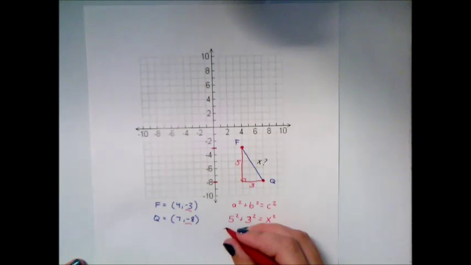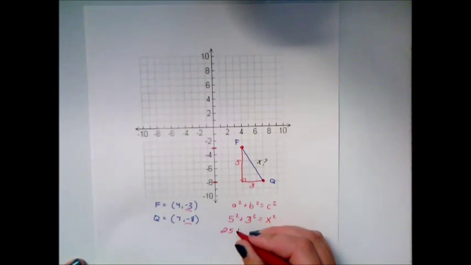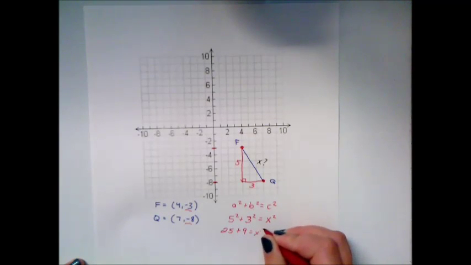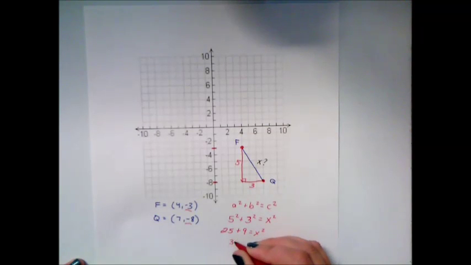So 5 squared is 25. 3 squared is 9. 25 plus 9 is 34. And so we want x to be all by itself. We can take the square root of both sides. Now, technically that means square root property. You have to do plus or minus.